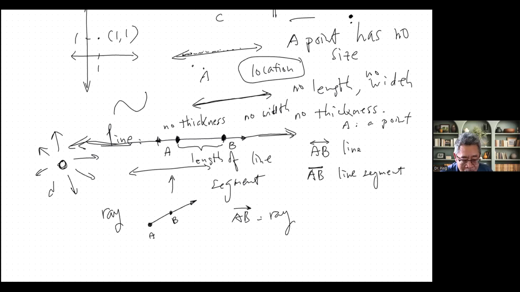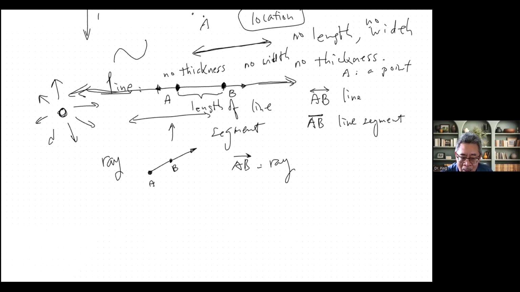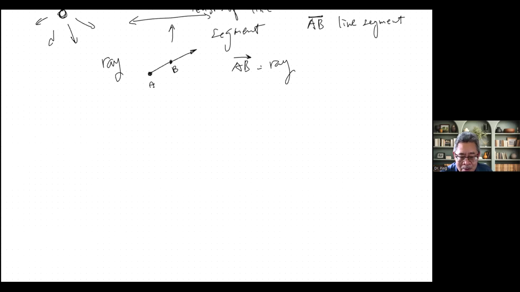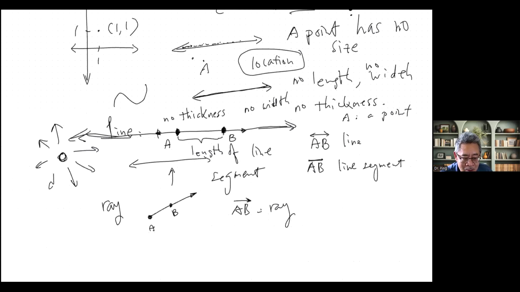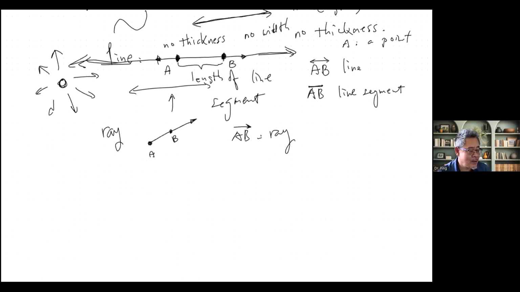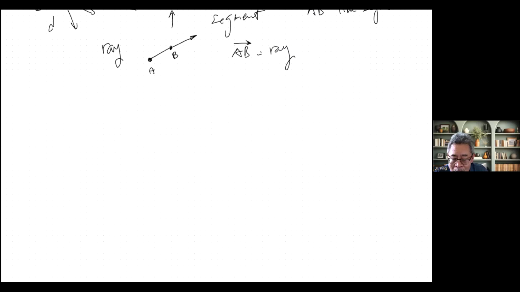Now we're going to look at a very important element. We're talking about building blocks: points, lines, rays. They are the building blocks of geometry. A very important building block of geometry is called an angle. The angle is made of 2 rays.